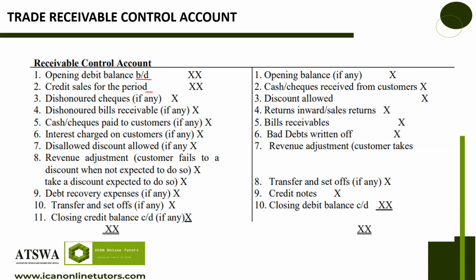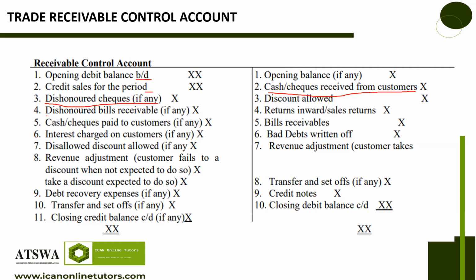Somebody gave you a dishonored check. Assuming the check was honored, it will be on this side. You can see cash or checks received from customers. By the time they pay, it reduces your receivable. Because it's reducing your receivable, it comes on the credit side. If the check was dishonored, you post it back here. Dishonored bills receivable.